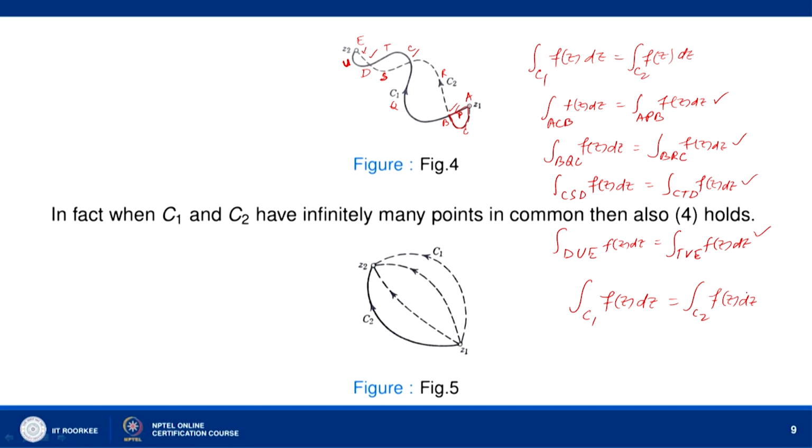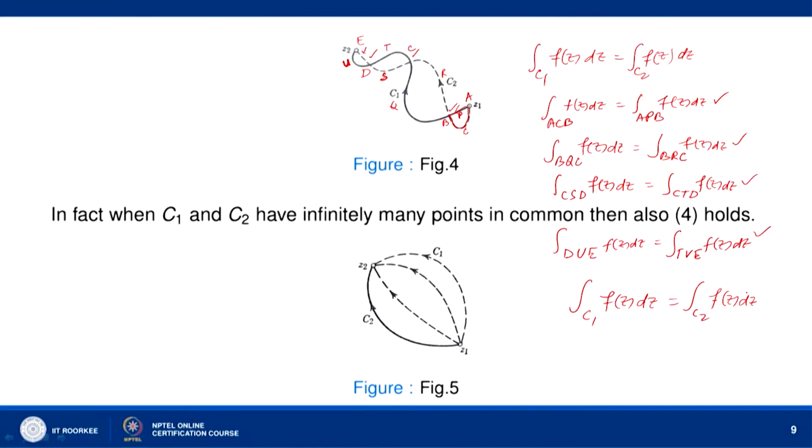In fact, it can be shown that if C1 and C2 have infinitely many points in common, then this result also holds. So the integral over C1 is always equal to the integral over C2 if the function f(z) is analytic in a simply connected domain D, and C1 and C2 lie completely inside D, joining any two points Z1 and Z2 inside D. Now, let us look at this property of analytic functions. The integral over C1 of f(z) dz equal to the integral over C2 of f(z) dz can be imagined as if C2 has been obtained from C1 by a continuous deformation of path. You can see, if you continuously deform C1 and keep Z1 and Z2 fixed, we will come to this.